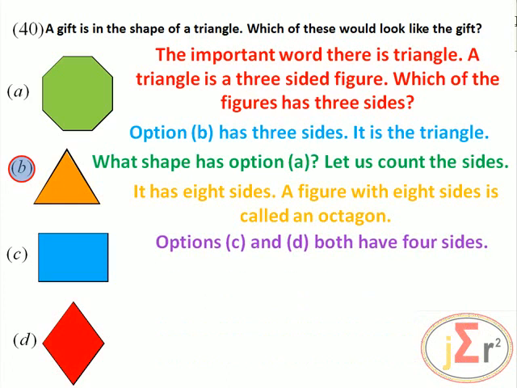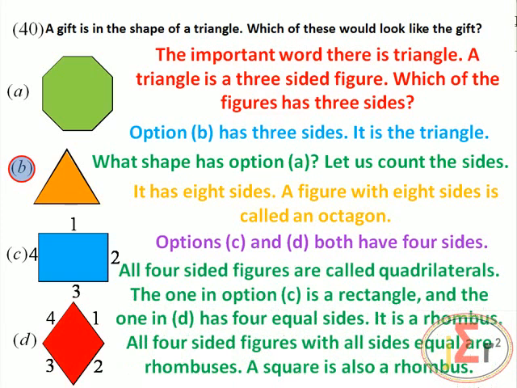Options C and D both have how many sides? 4 sides. Count them together. 4 sides. And a 4-sided figure is called a? Octave. It's called a what? A quadrilateral. Right. So the 4-sided figure is called a quadrilateral. So each one of those represents a quadrilateral. All 4-sided figures are called quadrilaterals.